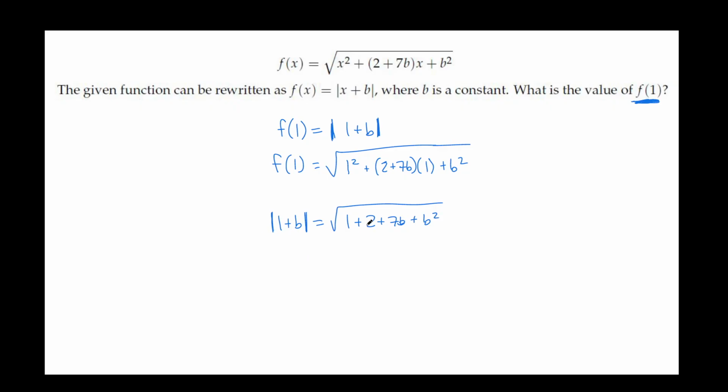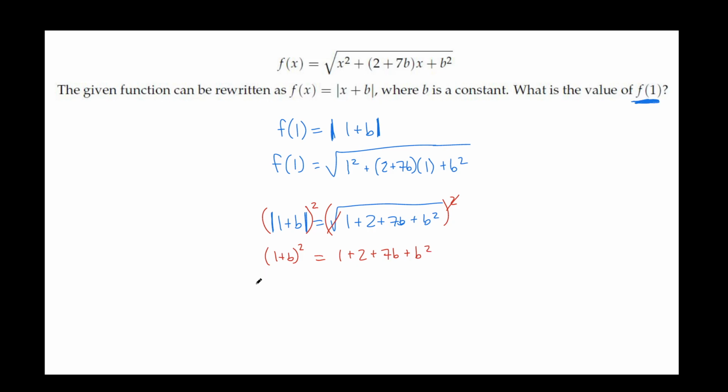And I want to find a way to get rid of the square root, and that's going to force my hand to square both sides. Now, when you square an absolute value, the absolute value just goes away, and that's because where the absolute value was making a negative thing positive or a positive thing still positive, the square is going to get rid of that negative component if there is one. So that means that I'm just left with 1 plus b squared equals, and the square root and the square are going to cancel, 1 plus 2 plus 7b plus b squared.